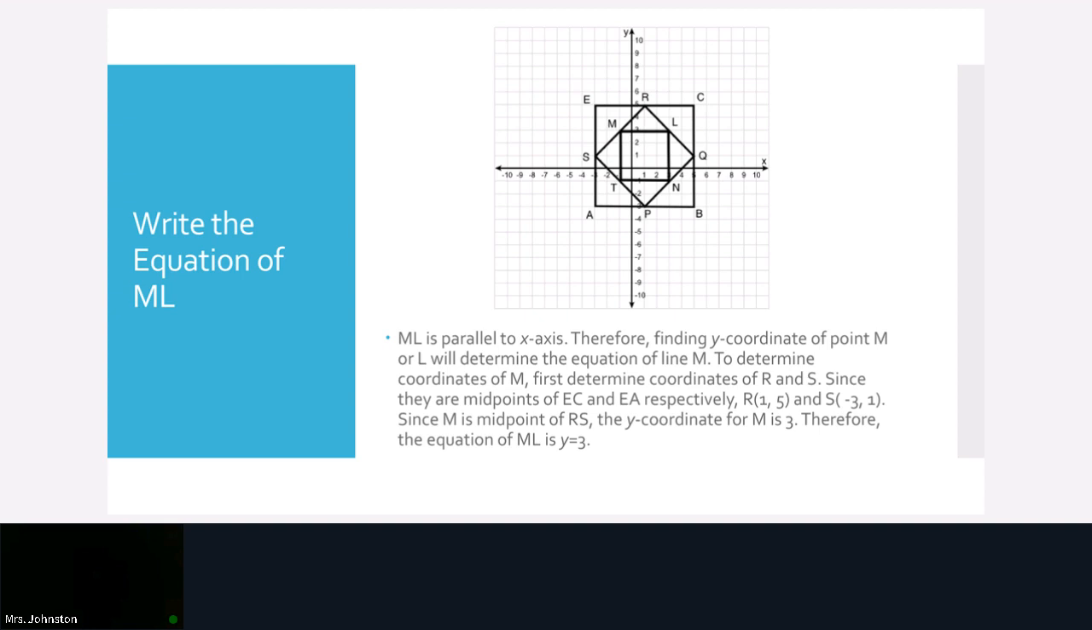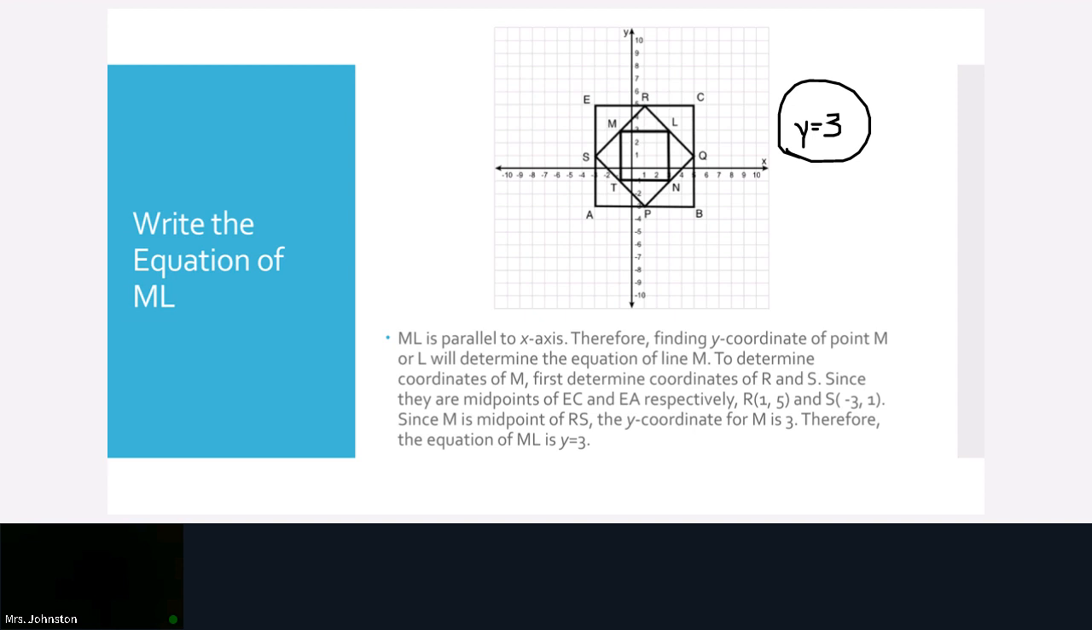Finally, write an equation for ML. A lot of information is given here. It says ML is parallel to the x-axis. Therefore, finding the y-coordinate of point M or L will determine the equation of line ML. So you're given a lot of information, but you can see that it's on a graph, which is very convenient. And it's at the point where y equals 3. Because it is a horizontal line, we know that the format of the equation will simply be y equals 3, because remember the slope is 0 for a horizontal line.